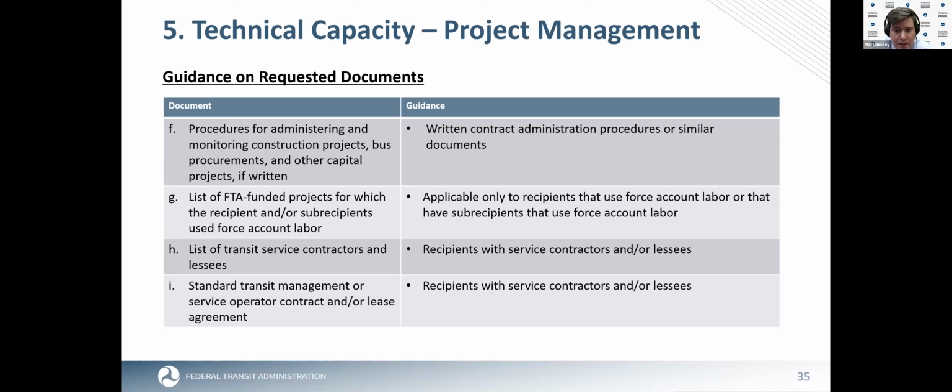Item G, a list of FTA funded projects for which the recipient and or subrecipients used force account labor. Force account labor is when you use your own workforce to perform work on a project. Not everybody uses force account labor, but if you do, or if you have a subrecipient who does, then certain potential requirements apply depending on the threshold. If it's a force account that's $1 million or more, then you have to submit a force account plan to FTA. If it's $10 million or more, you actually have to not only submit to FTA, but get it approved by FTA before you can start incurring costs.